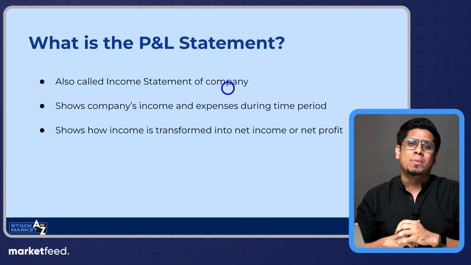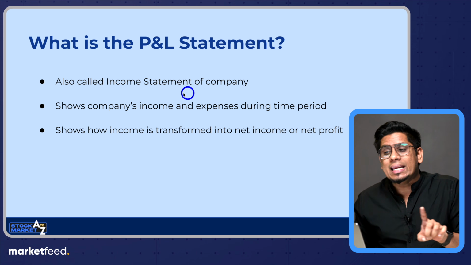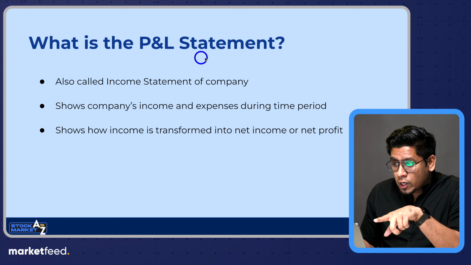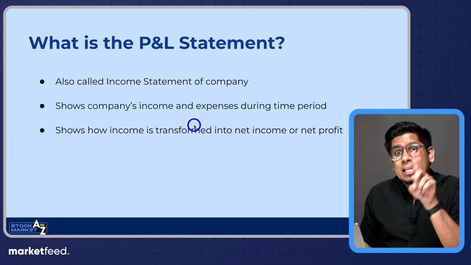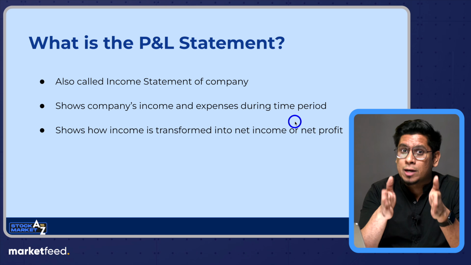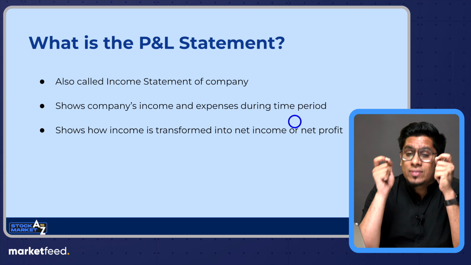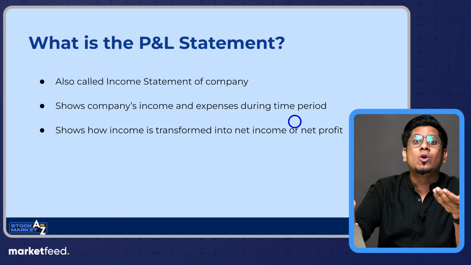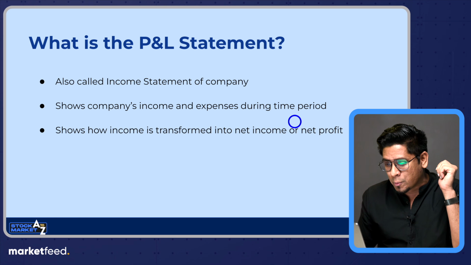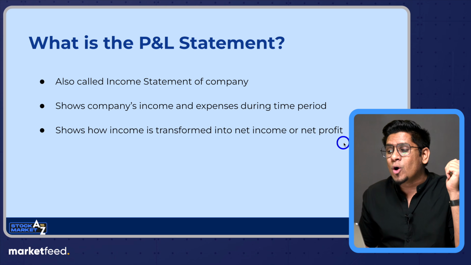What is the P&L statement? Now, as you can see here, the profit and loss statement of a company is also called its income statement. Okay, that's another name for the profit and loss statement. The profit and loss statement shows the company's income and expenses during the time period. That is, the financial statement or the profit and loss statement is published once every year. So every year's income that the company got and all expenses incurred by the company, everything is shown properly in the annual report. It also shows how the income is transformed into net income or net profit.